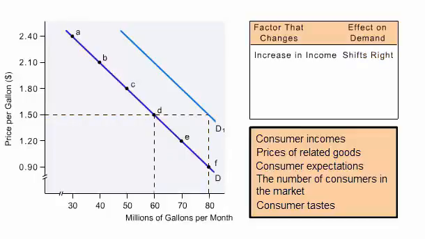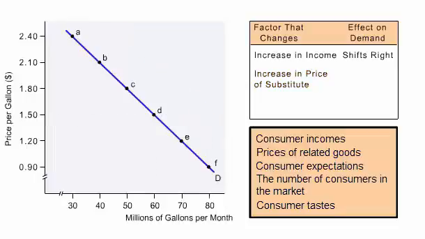Another factor assumed constant along a given demand curve is the price of a related good. We say that two goods are substitutes if an increase in the price of one of them leads to an increase in the demand for the other. For instance, air travel is a substitute for automobile travel. So, an increase in the price of plane tickets would lead fewer people to fly, and that would increase their demand for gasoline.